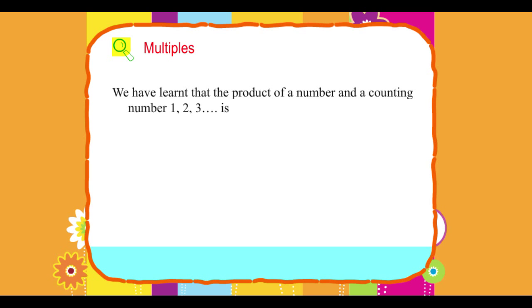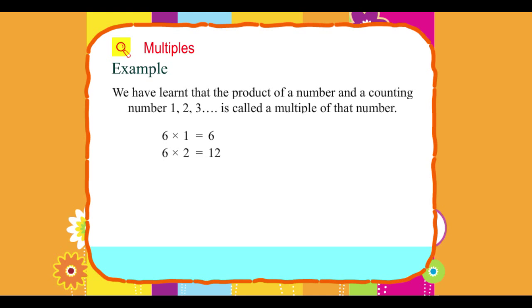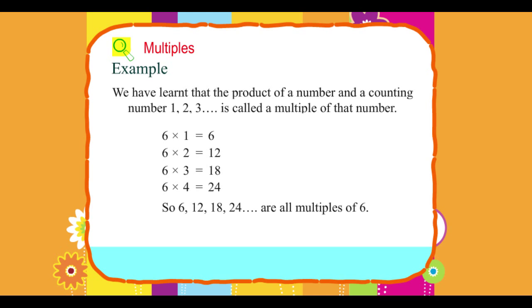Multiples. We have learned that the product of a number and a counting number 1, 2, 3 is called a multiple of that number. Example, 6 into 1 equals 6, 6 into 2 equals 12, 6 into 3 equals 18, 6 into 4 equals 24. So, 6, 12, 18, 24 are all multiples of 6.